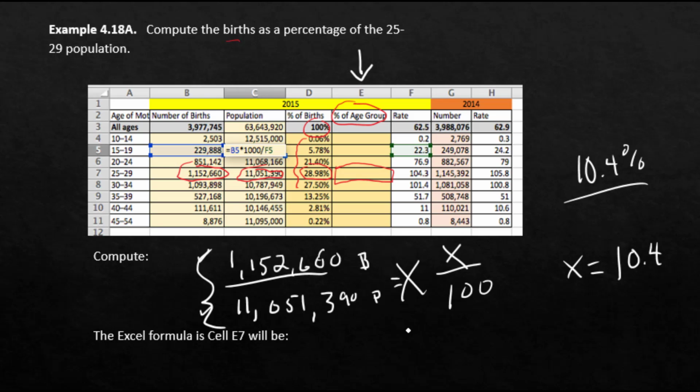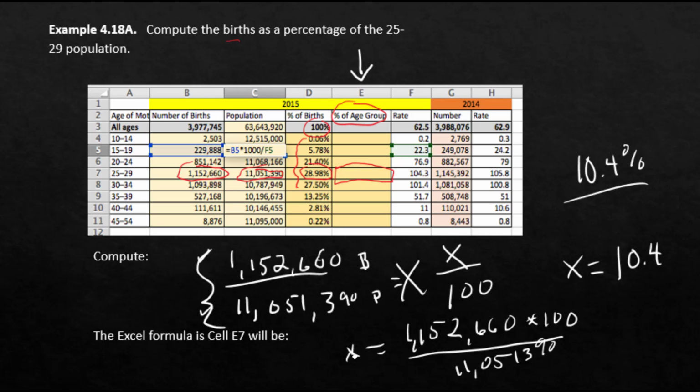So if you can see it, it's going to be 1,152,660 times 100 divided by 11,051,390. Now hopefully you can see that. If not, do it the long way.